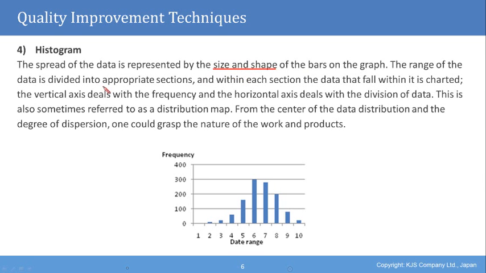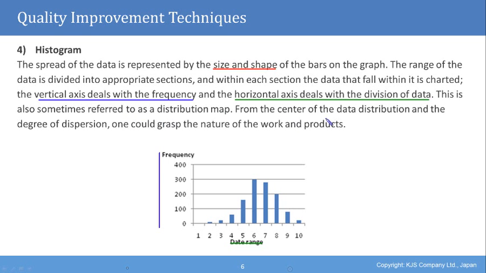The range of the data is divided into appropriate sections, and within each section, the data that fall within it is charted. The vertical axis deals with the frequency, and the horizontal axis deals with the division of data. And you can see the horizontal axis here and the vertical axis here. This is also sometimes referred to as a distribution map.